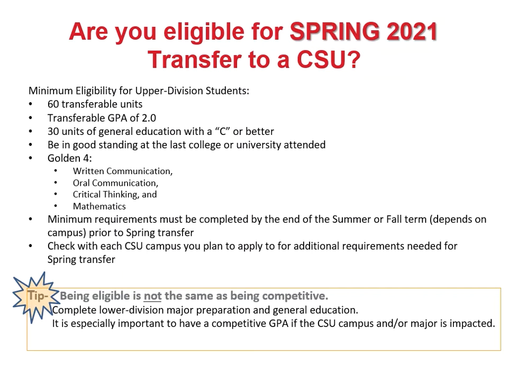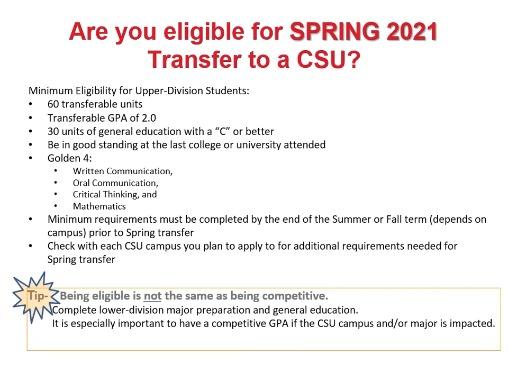Your minimum requirements must be completed by the end of summer or fall term. So it depends on your campus, and that's prior to spring transfer. So you can't take any spring classes, spring 2021. Check with each CSU campus that you plan to apply to for additional requirements needed for spring transfer.